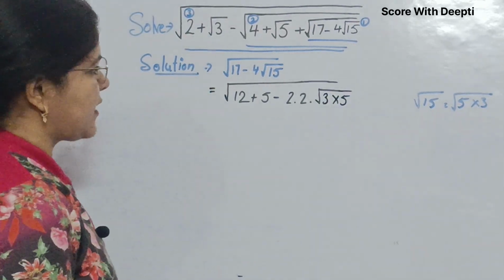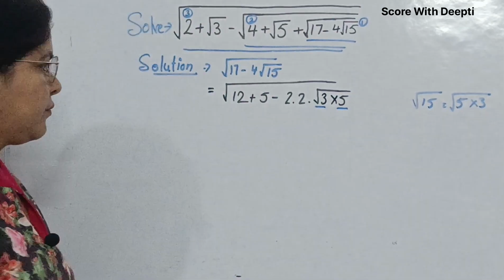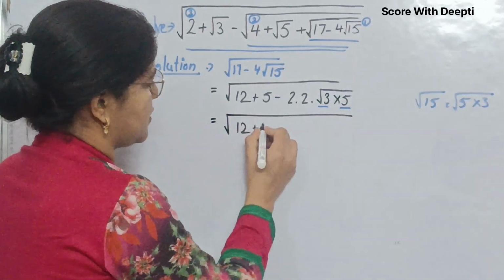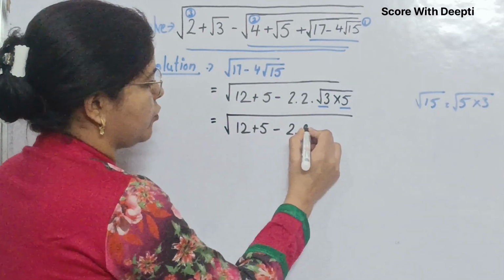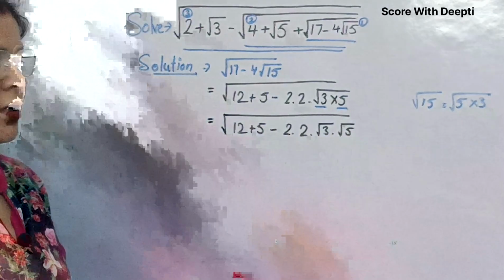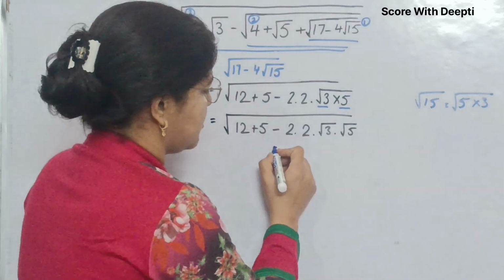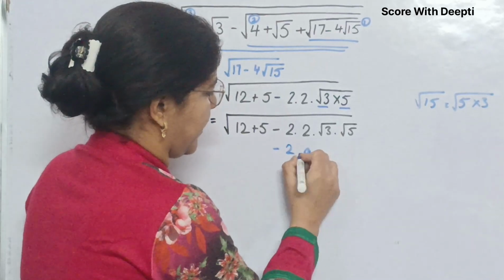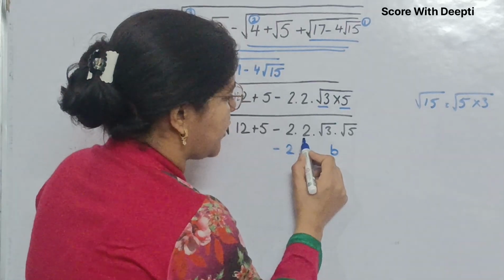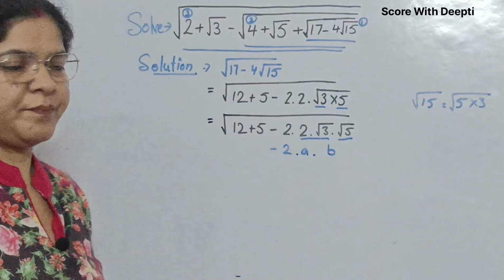Next step is separation, which means we have to separate these. Now first we write square root of 12 plus 5 minus 2 into square root 3 into square root 5. Next, we try to write this as 2 into a into b, which means we take 2 square root 3 as a and square root 5 as b.